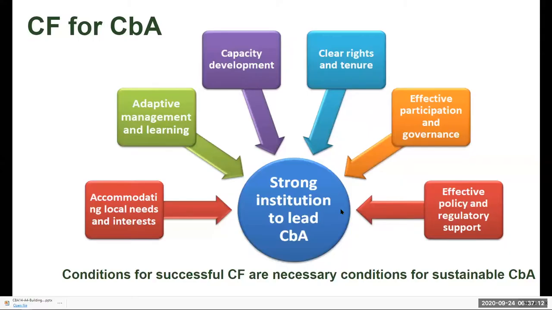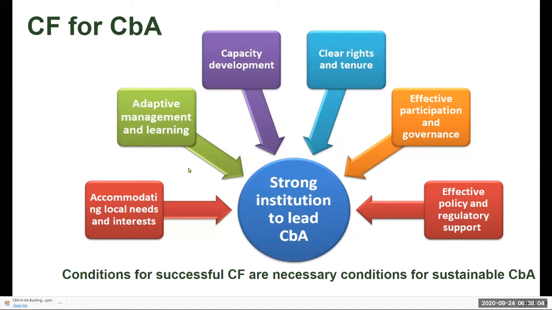Just to give you a snapshot of how community forestry can contribute to community-based adaptation: we're talking about capacity development, and having clear rights and tenure, because many community forests issue land certificates, which become a clear tenure arrangement. Improved effectiveness of people's participation and improved governance. Having regulatory support in terms of policy and legal instruments, and also responding to local interests. When I say local interests, that does not always refer to communities, but also other stakeholders involved in a particular landscape or area, and then we apply adaptive management.